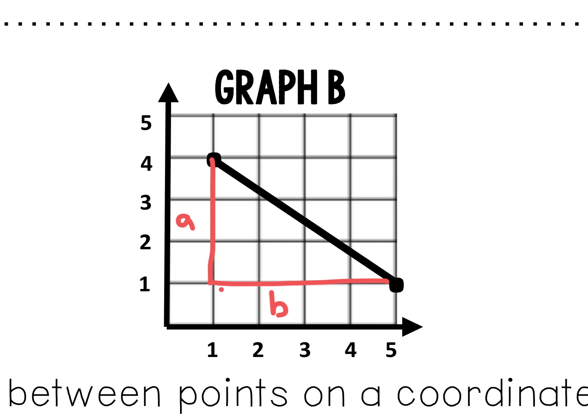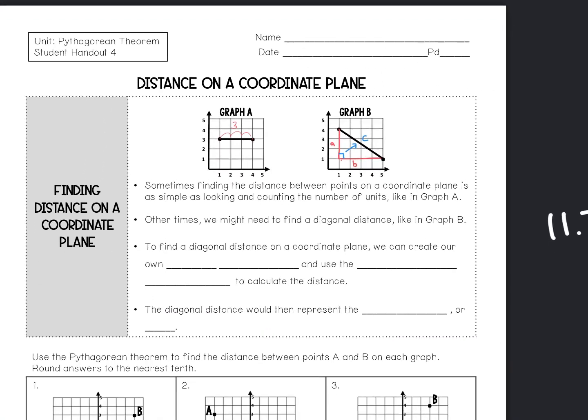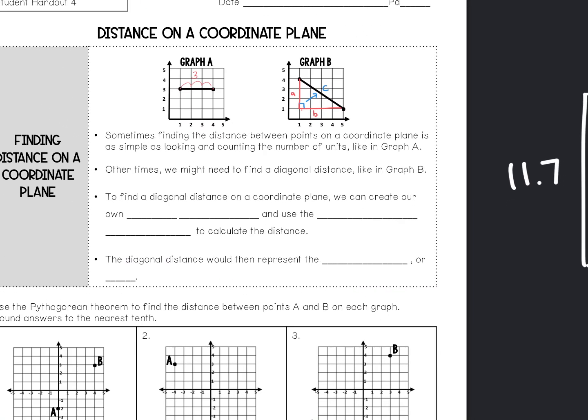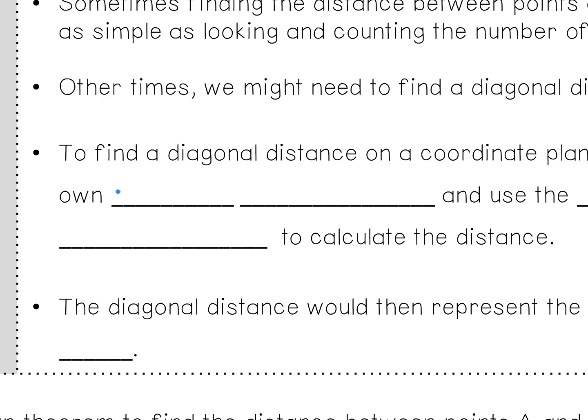And that long side is always called C or hypotenuse. Okay? So we've got a right triangle now. And so how can we find distance? We know the 2 short sides, right? So if we know the 2 short sides, we can follow the addition one, the one where we add. Okay? So to find the diagonal on a coordinate plane, we create our own right triangle.